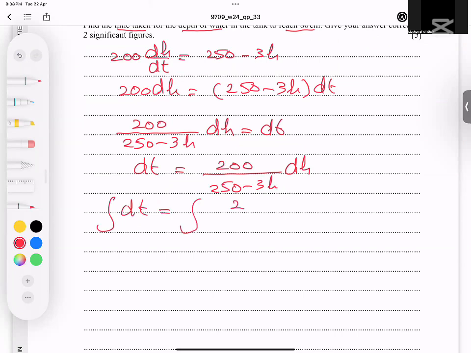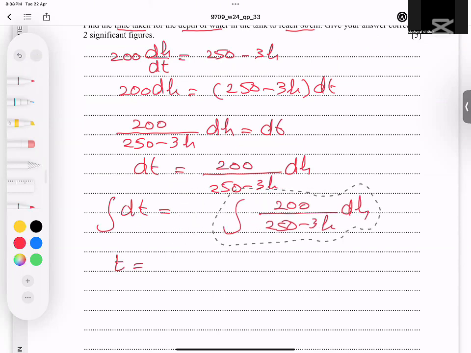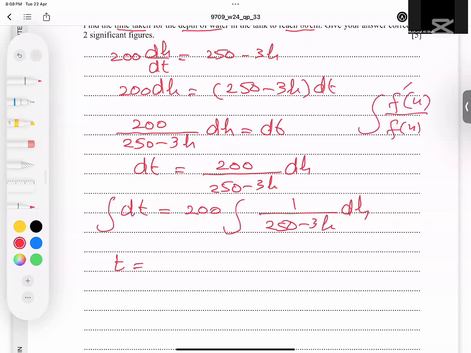Integrating, I got 200 over 250 minus 3H times dH, and here I got t. I will bring the 200 outside. But my question to you, students: can you integrate this directly? No way. For that reason, I bring this 200 out of the integration sign. Basically, what is the criteria? The function in the denominator, its derivative must be in the numerator, and the power must be 1. This gives us the logarithm of the function. So try to implement. Do we have the derivative available? One thing is missing. This derivative is 0 and this derivative is minus 3.